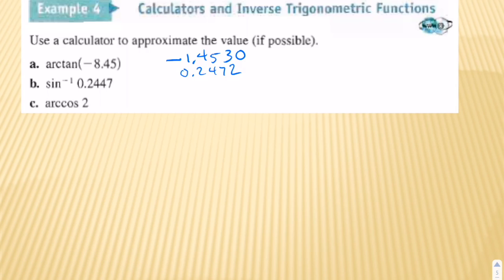Okay, and then arc cosine of 2, or the inverse cosine of 2, should give us an error. And sure enough, if I put a 2 in and I take the inverse cosine, I get an error. And so we got does not exist.